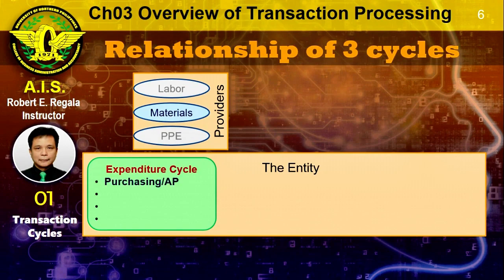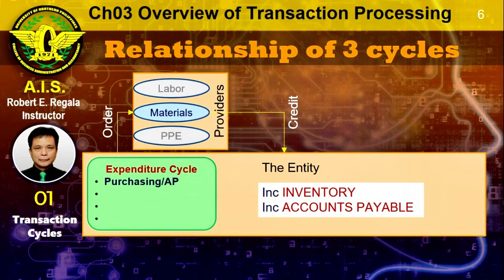Purchasing or accounts payable system. This system recognizes the need to acquire physical inventory such as raw materials and places an order with the vendor. When the goods are received, the purchase system records an event by increasing inventory and establishing an accounts payable to be paid at a later date.